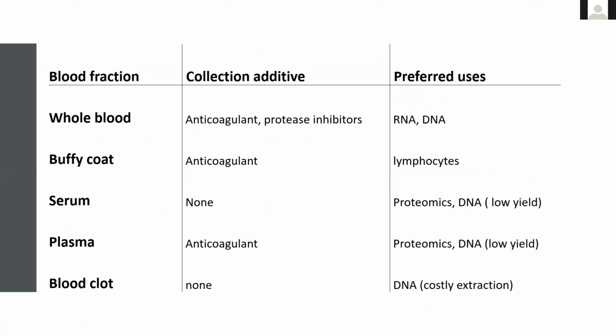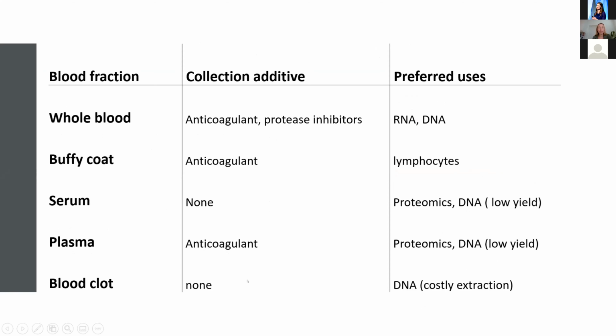This is a summary of the different blood fractions and how you use them. So whole blood, you add anticoagulant and maybe also protease inhibitors. And this is a good source for RNA and DNA. The buffy coat, another part of the whole blood, is used for extraction of lymphocytes.